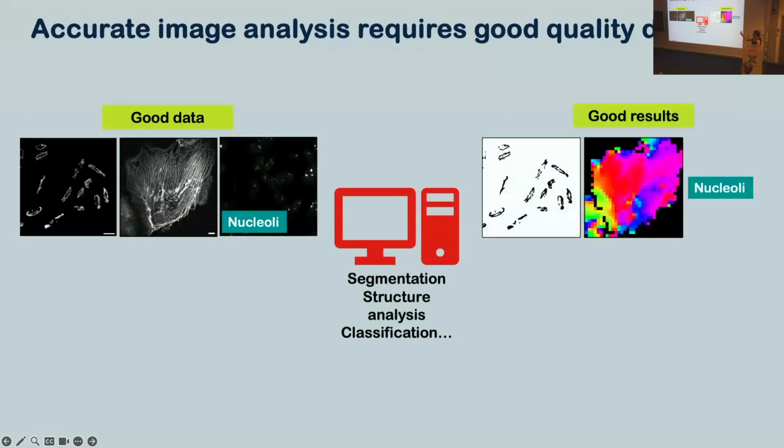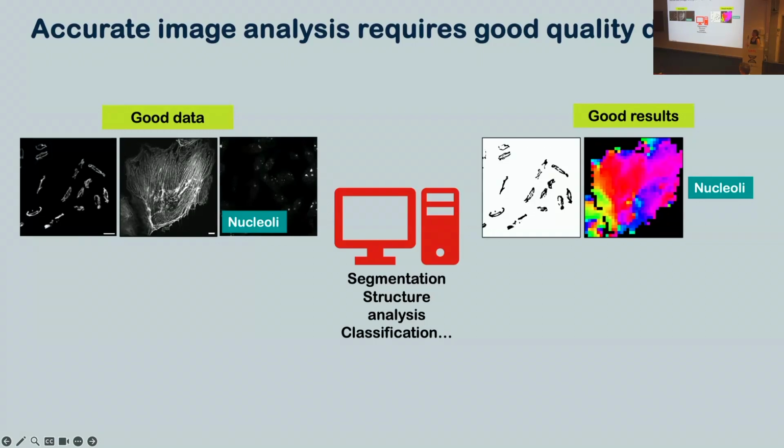And if you've got nice, good data, you do your analysis, then you'll only get good results. So you can see my mitochondria are nicely segmented. This middle picture is a local alignment analysis to see what direction filaments are pointing in. And the last one is a classification, so just asking what's in the image, nuclei.